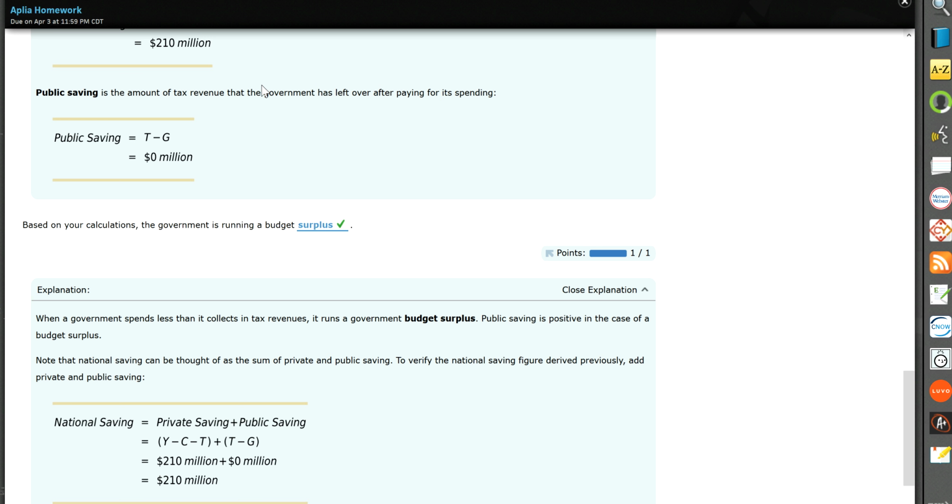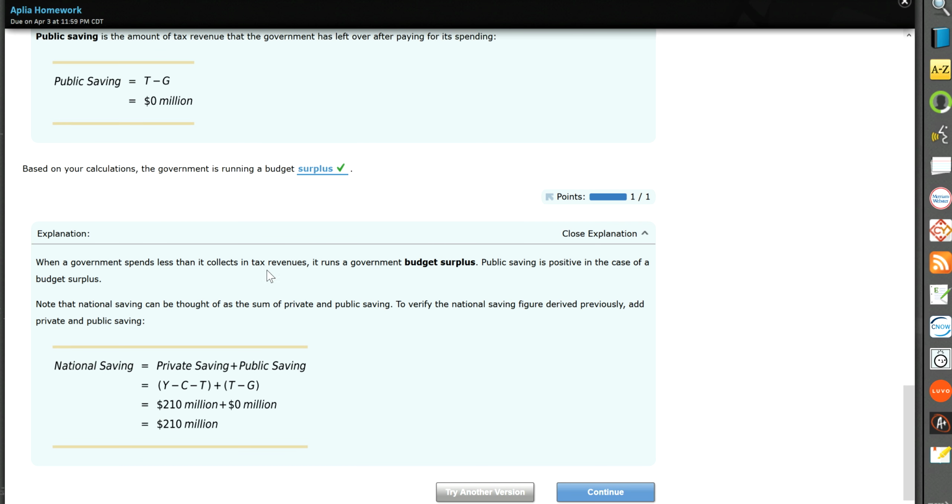But you guys get what I mean, right? If your public saving is positive, then you have a surplus. If it's negative, you have a deficit. So for this question, the answer should be a balanced budget, but just go with a surplus because that's the answer the system is looking for. All right, guys. So this is how you do number 2 on your chapter 13. If you have any question, let me know.